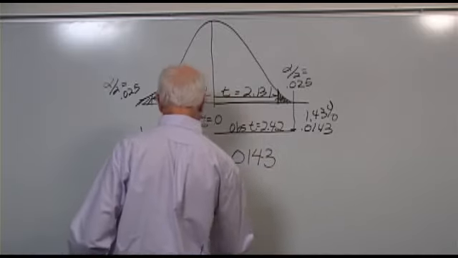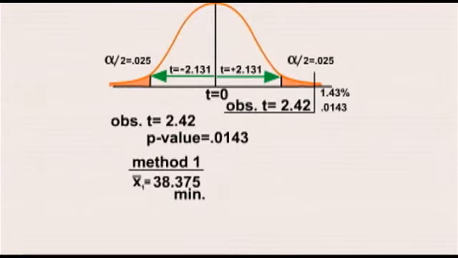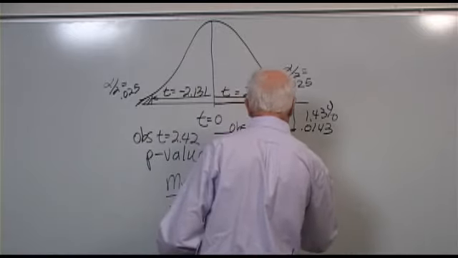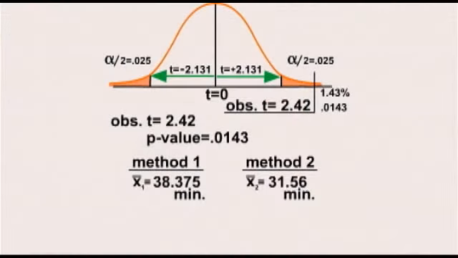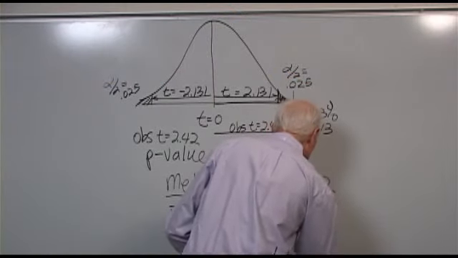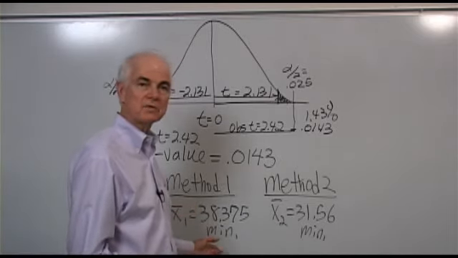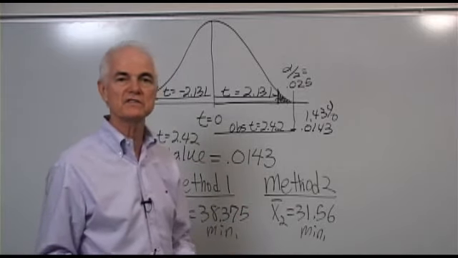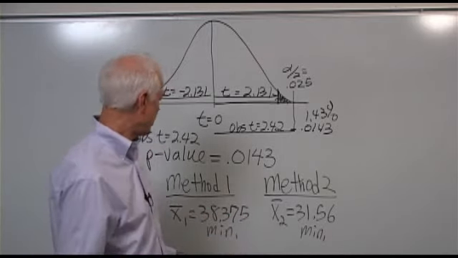Now, if we go back and examine the means from these two methods, you may recall that the mean for method 1, our sample mean, was 38.375 minutes. Our sample mean for method 2 was only 31.56 minutes. So we can see by going back and observing our sample means that method 1 took longer to assemble on average than method 2, and we've demonstrated through statistics and through our methodology of hypothesis testing that there is a significant difference in the population means were we to have all the values.